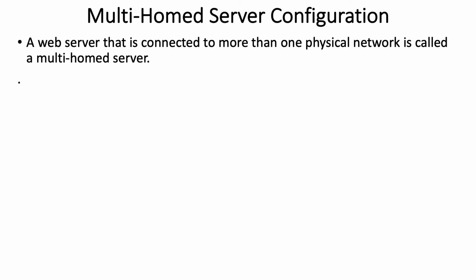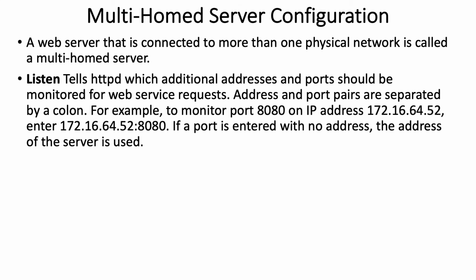Multi-home server configuration. Multi-homed means that you have more than one access to the internet. For example, I worked at Stober and we had Windstream and we had Limestone Cable. We wanted them both so that if one was down, we had a way to service our web, so people could get to our web servers. Listen tells HTTPD, the Apache, which additional addresses and ports should be monitored for the web service. The address and the port pairs are separated by a colon.